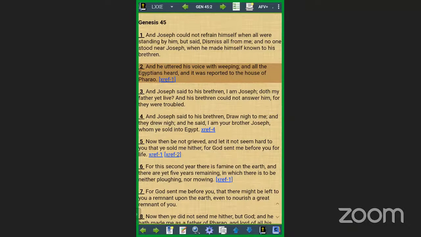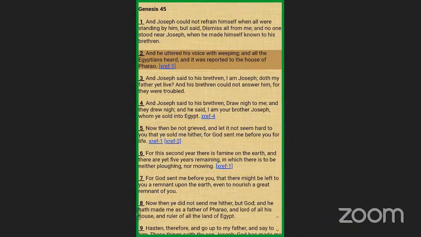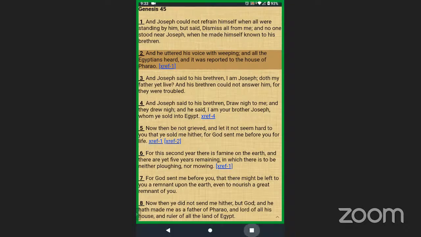The difference is that the Masoretic would have you believe that his voice reached the house of Pharaoh, versus the Septuagint says it was reported, which would mean that they went to Pharaoh's house and told him about it. So a little minor, subtle difference there.